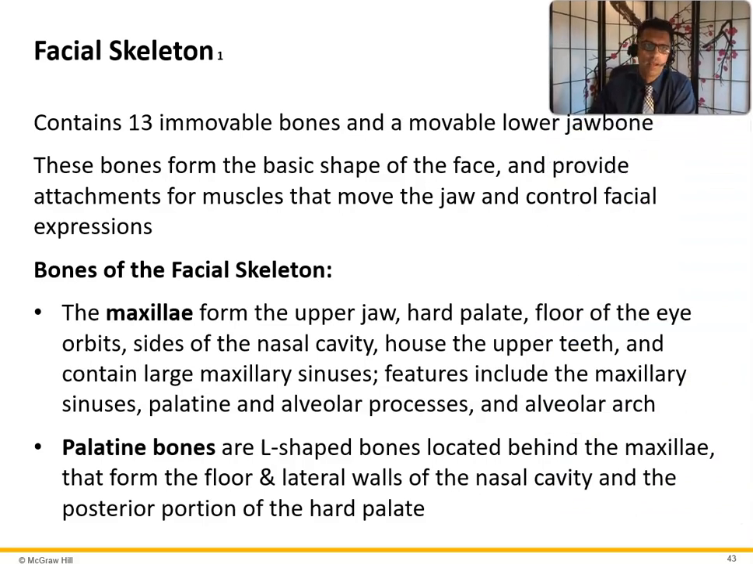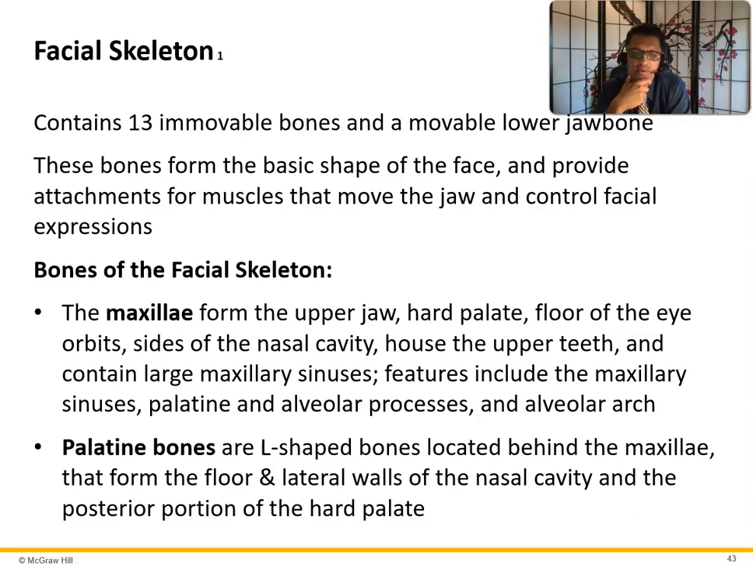contains 13 immovable bones and a movable lower jawbone. These bones form the basic shape of the face and provide attachments for muscles that move the jaw and facial expressions. Bones of the facial skeleton: the maxilla forms the upper jaw, the hard palate, floor of the eye orbits, insides of the nasal cavity, houses the upper teeth, and contains the large maxillary sinus. So this is the maxilla right up in here. Okay, this is the maxilla right in here.